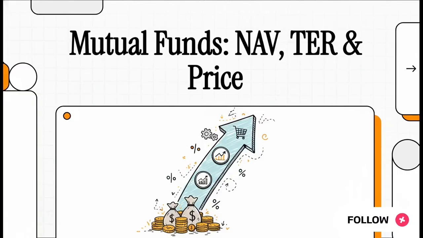Welcome to the Explainer. So, you've put your money into a mutual fund. You're buying a tiny piece of this giant investment pie. But have you ever stopped to wonder, how is the price of your slice actually decided? Today, we're going to break down the three key numbers that are running the show behind the scenes: NAV, TER, and the final price you pay.